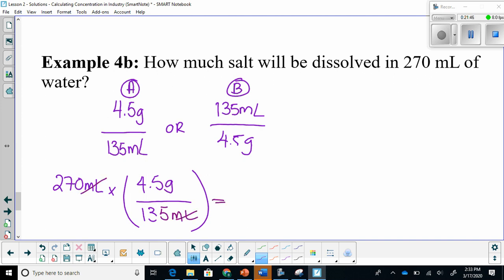So in my calculator, I will be plugging in 270 multiplied by 4.5 divided by 135, and this will give me an answer of 9 grams, which makes sense because 135 doubled is approximately 27. We round that to 2 significant digits. All right, let's do that again.